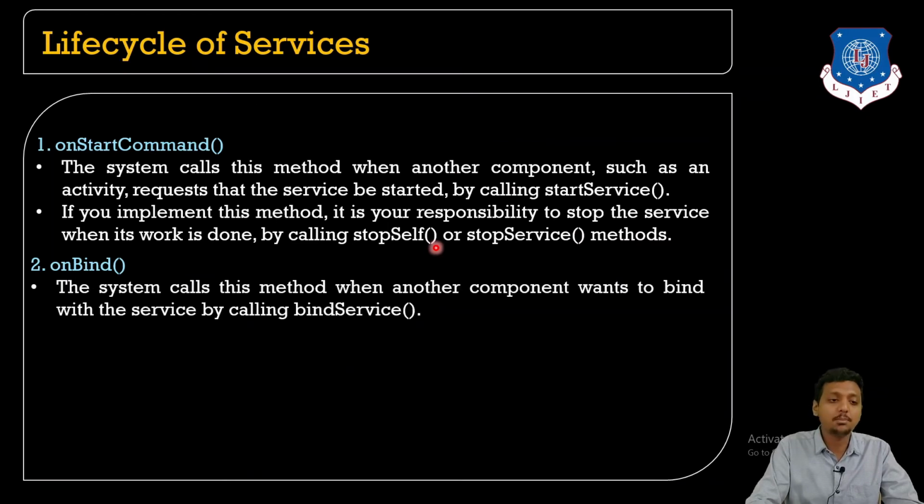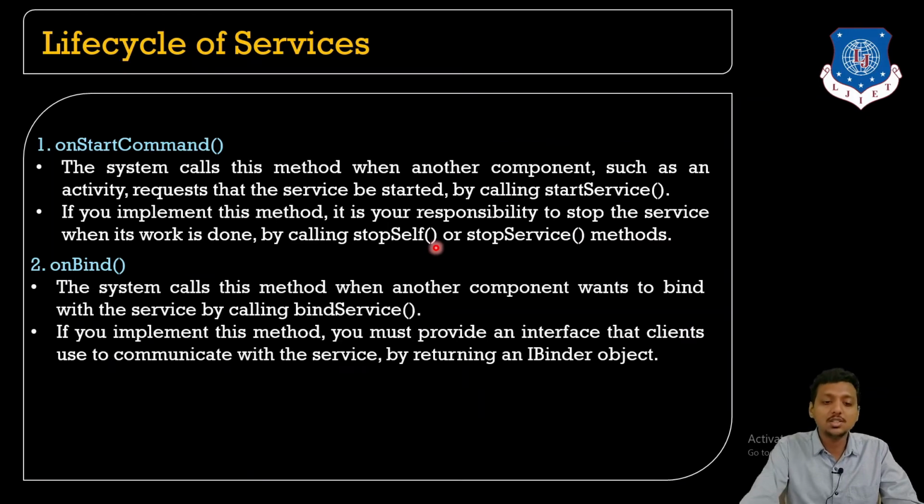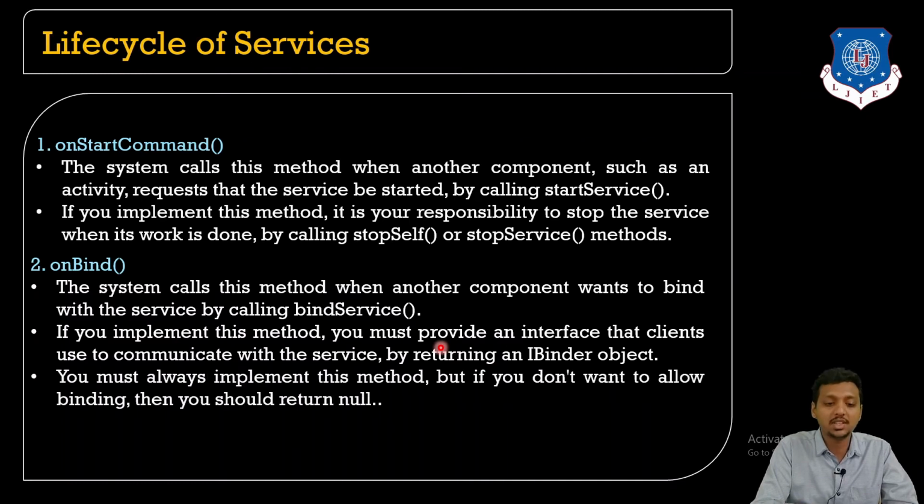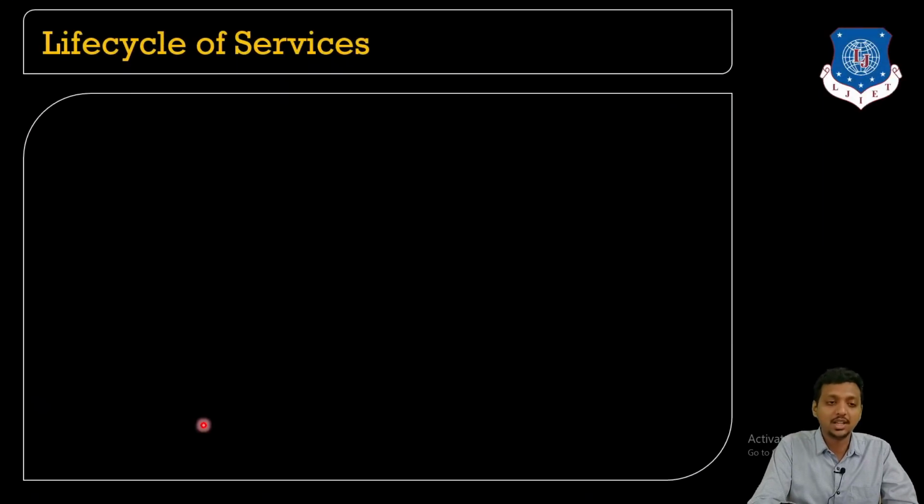Next is onBind. See, the system calls this method when another component wants to bind with the service by calling bind service. You can directly implement this method and provide an interface that clients can use to communicate with the service. You must always implement the method, but if you do not want to allow binding, then you should return null over there.